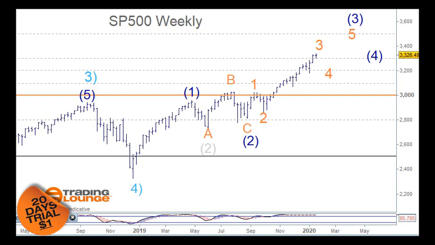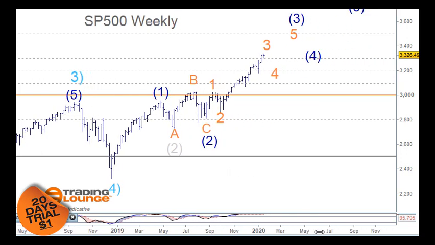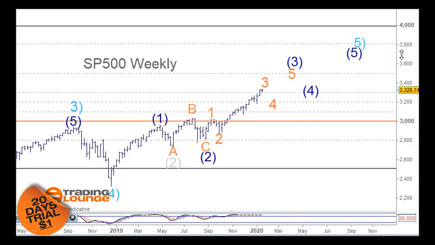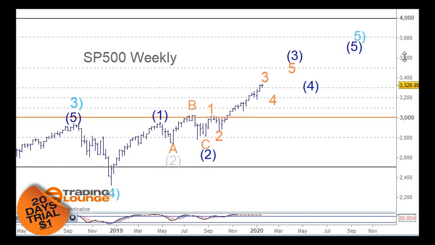On the weekly chart here, we're looking at the primary count, and the primary count is from wave 4 as a primary degree, from wave 4 to wave 5 here. Will we reach the 4,000? I don't know, but we'll just count the waves as we move up the structure.